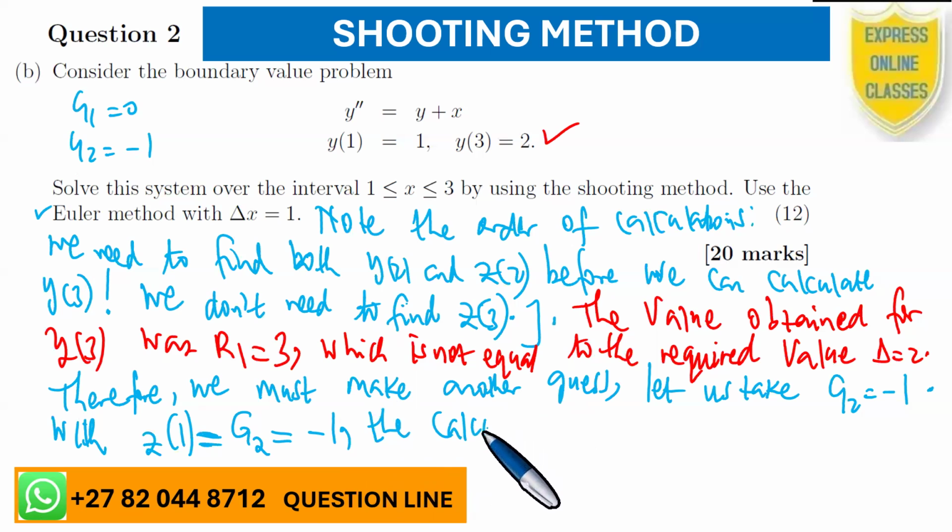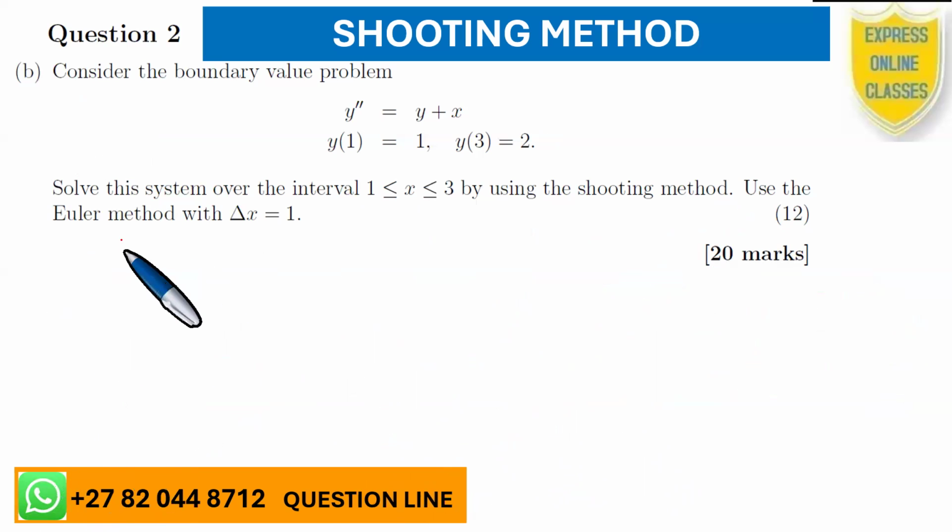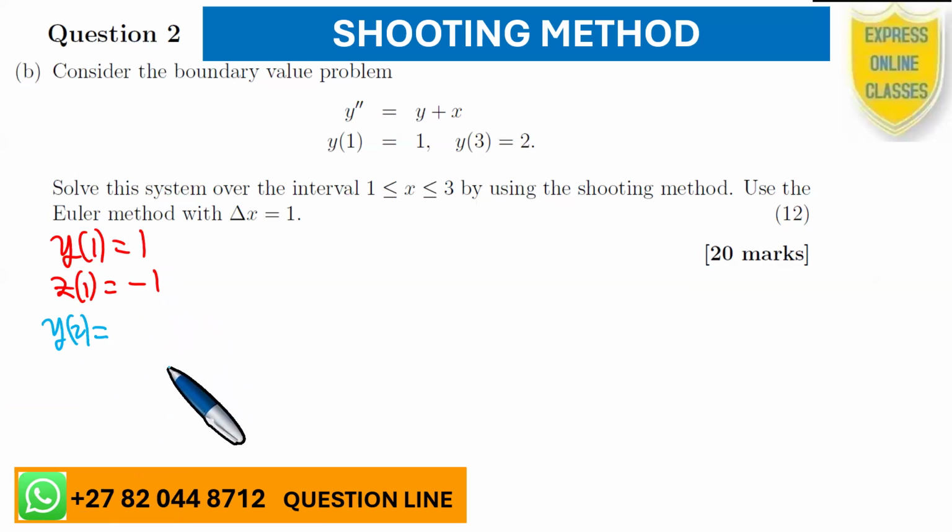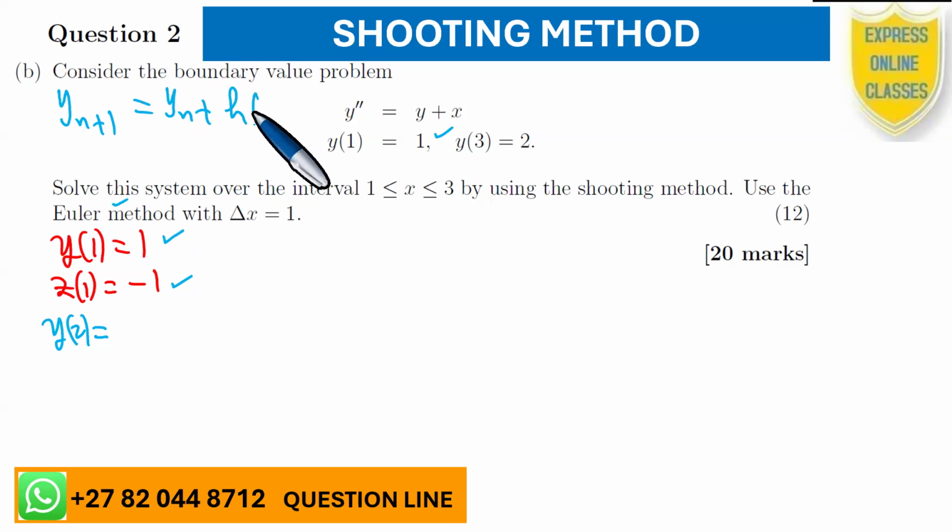There are going to be calculations that we're going to do. Let us look at the first one: Y at 1, and then we have Z at 1, then we have Y at 2. The guess is minus 1, but Y at 1 is 1. Now we need to get Y at 2, and to get it we use the Euler method, because we're supposed to use the Euler method. Now, this one is Yn plus 1 equals Yn plus delta x times f(xn, yn).